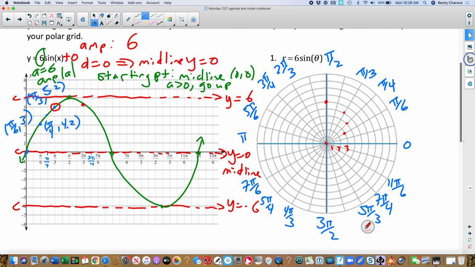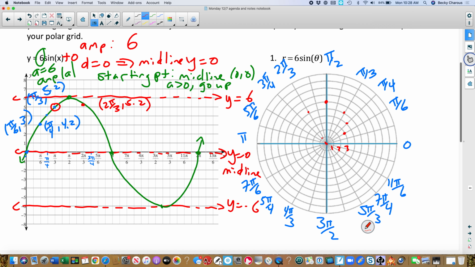How do you think it should compare with pi over 3? It should be the same, right? This should be symmetric. So it would be 2 pi over 3, 5.2. My graph isn't perfect, right? Okay, 1, 2, 3, 4, 5.2, right?